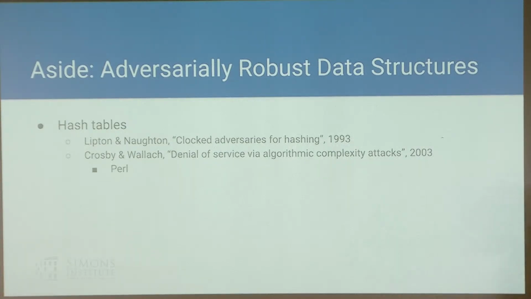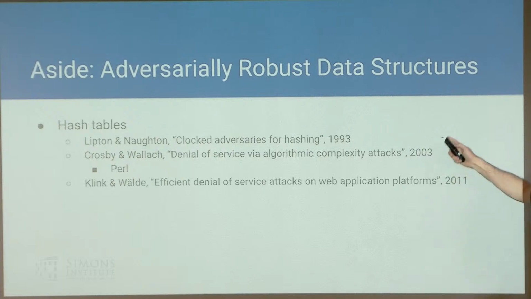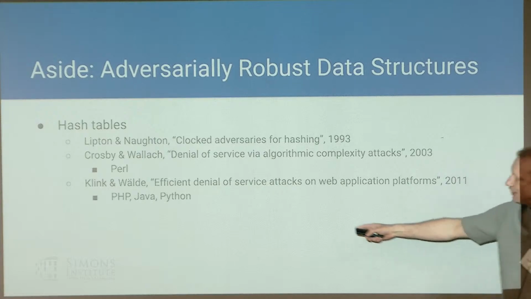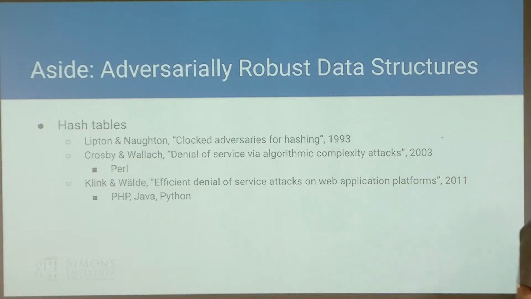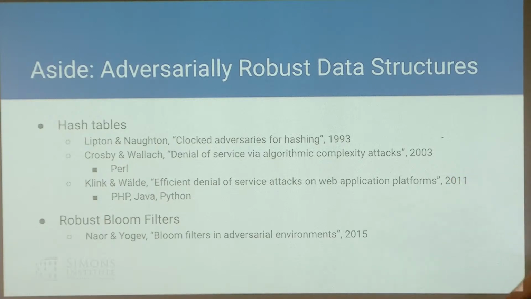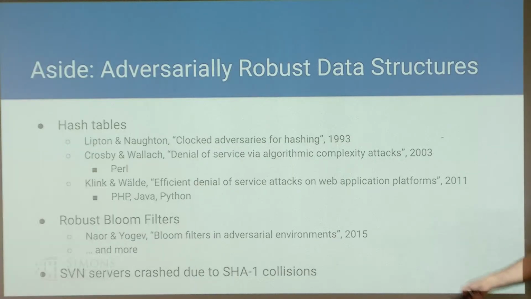Perl was patched and then thoroughly forgotten until in 2011, another set of security researchers attacked PHP, Java, and Python, and it required another round of patching to replace these hash functions with something that typically has some internal randomness. I think that's the path they decided to go. Then there is a line of work on robust Bloom filters, a bit closer to this crowd, and I'll skip that.